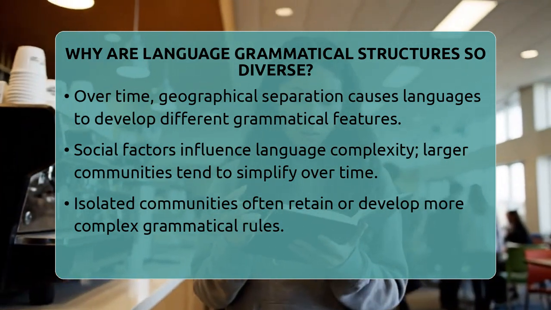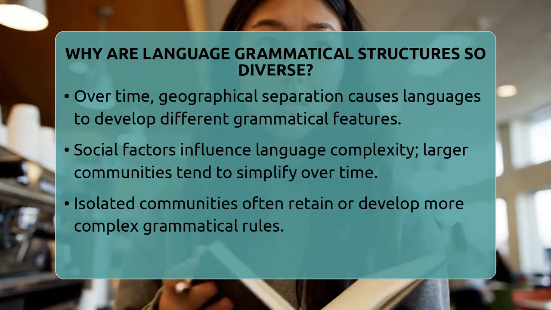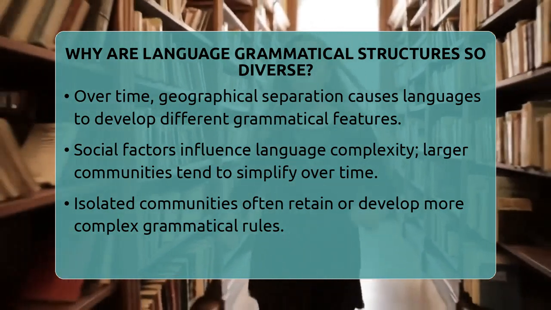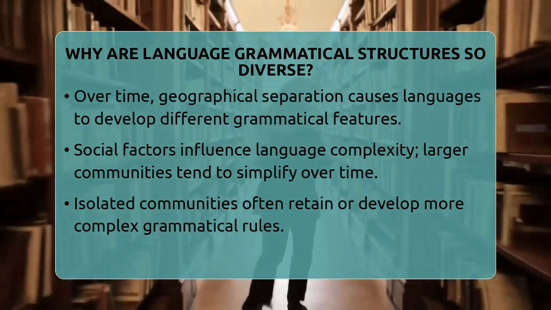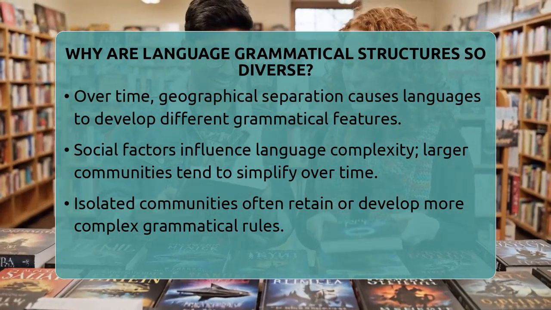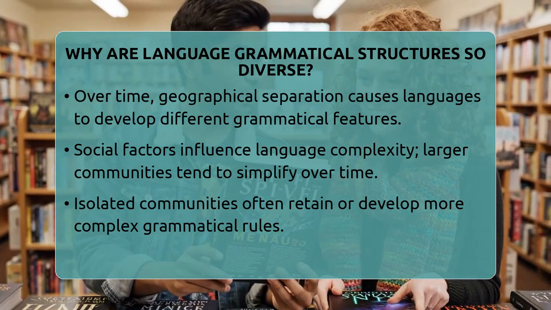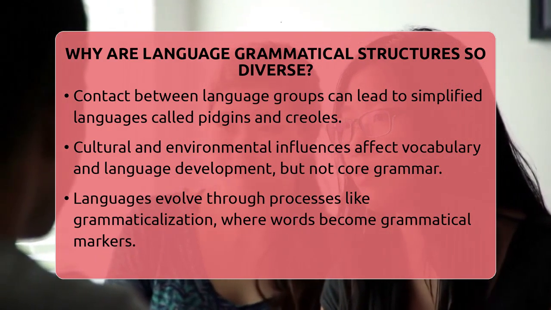Social factors also play a big role. Languages spoken by large, connected communities often become simpler over time to make learning easier. English, for instance, has lost many complex case endings that Old English used. On the other hand, languages spoken in small, isolated areas tend to keep or develop more complex rules because everyone learns the language from birth and can handle the complexity.